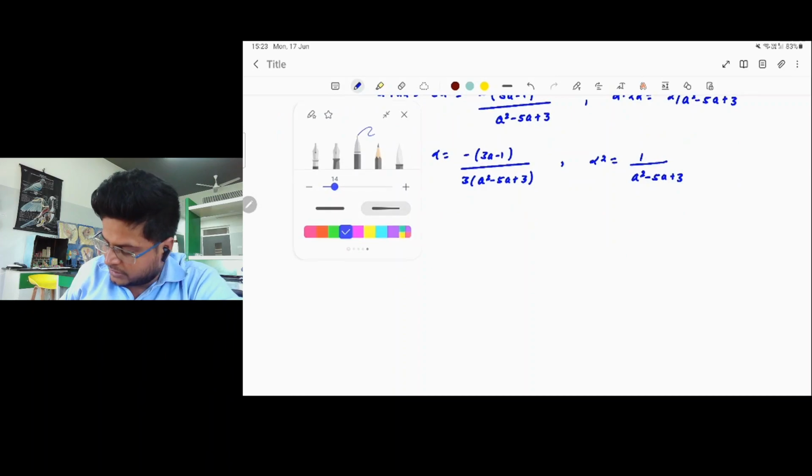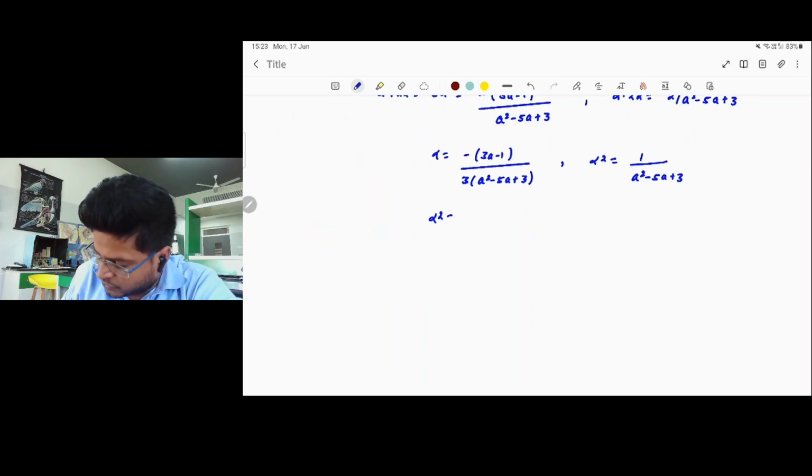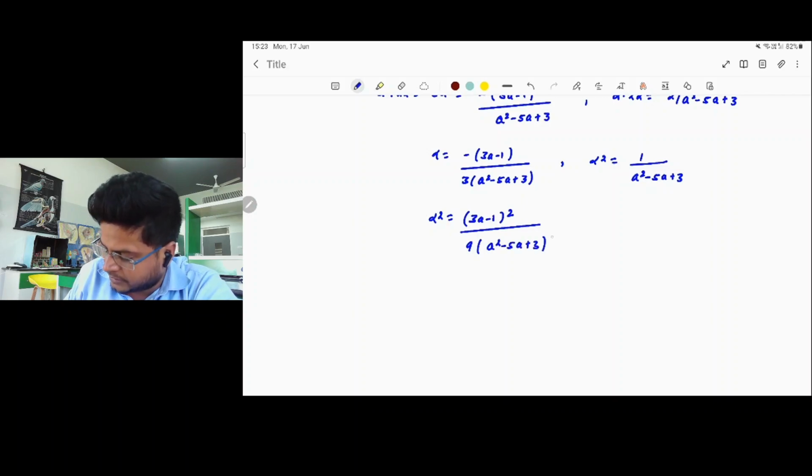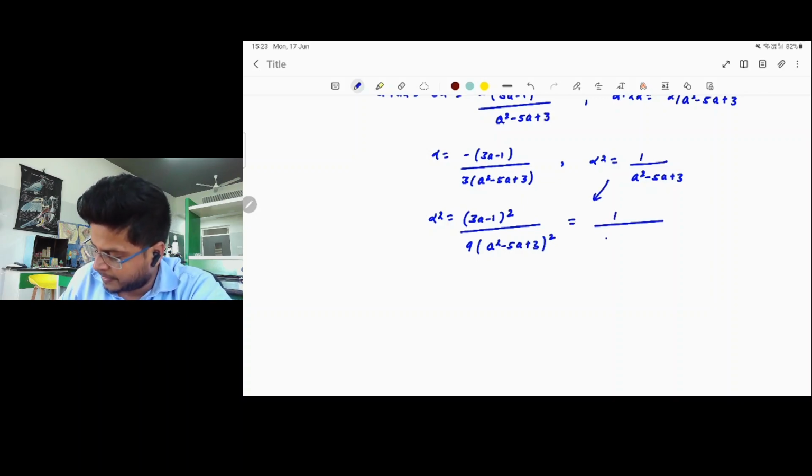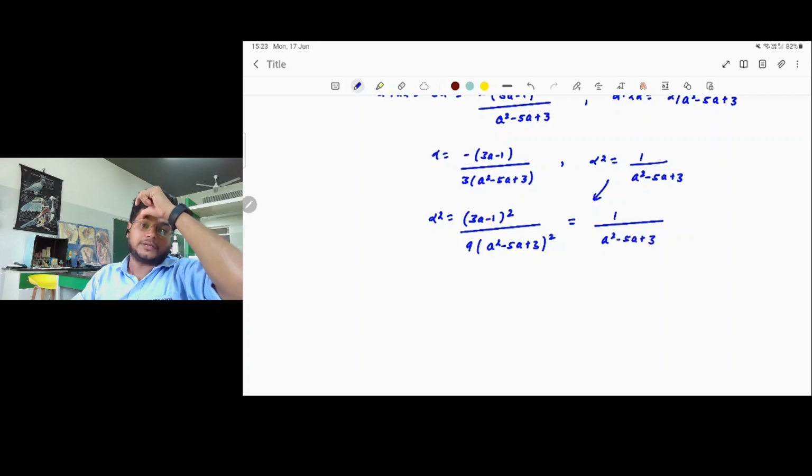So what we can see here is that if we try to calculate alpha square, we will get 3a minus 1 whole square divided by 9 times a square minus 5a plus 3 whole square. And this can be equal to this quantity, which is 1 by a square minus 5a plus 3.